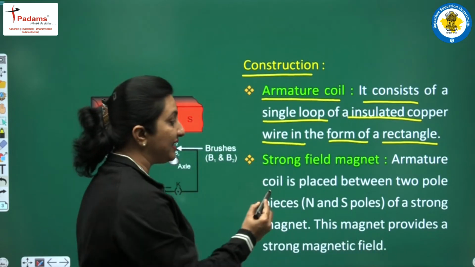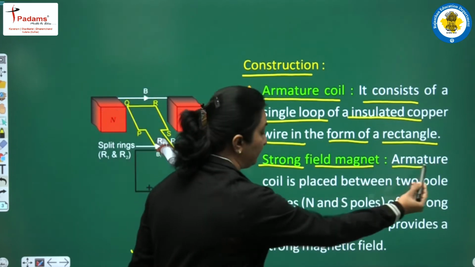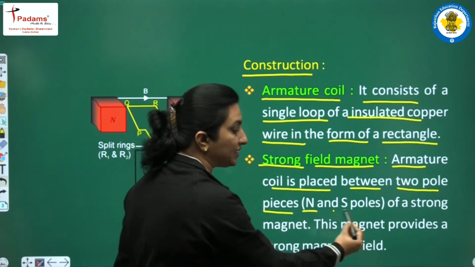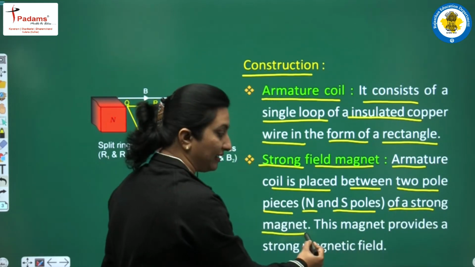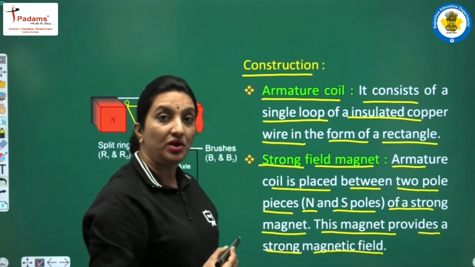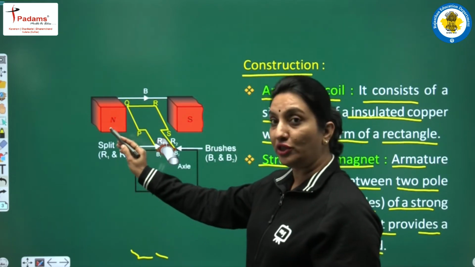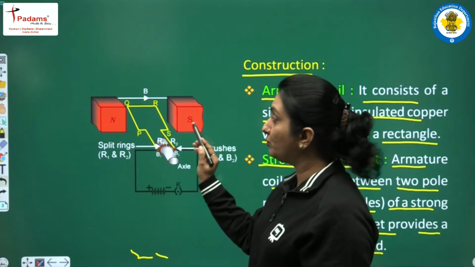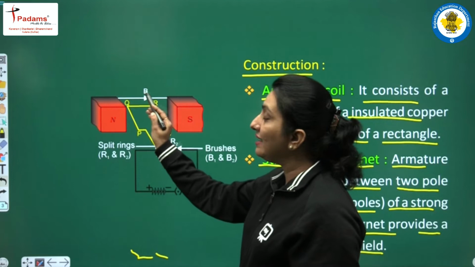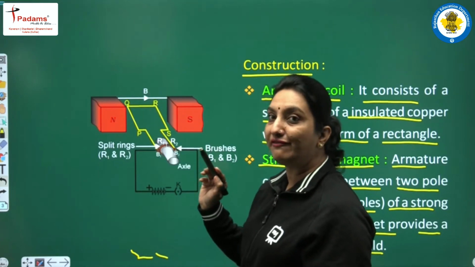Then the next thing is the strong field magnet. The armature coil is placed between two pole pieces, north and south poles of a strong magnet. This magnet provides a strong magnetic field. Now here students, we have taken a strong magnet. Here you can see the north pole and here you can see the south pole. So the direction of magnetic field here is shown by this white arrow, and here we have written capital B, which indicates the direction of magnetic field.